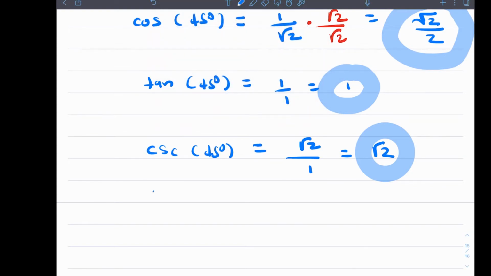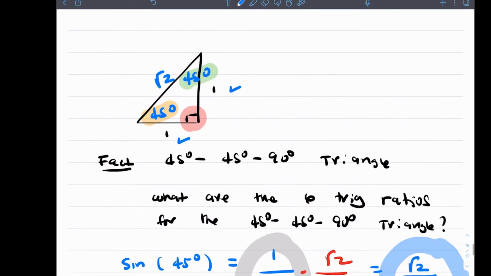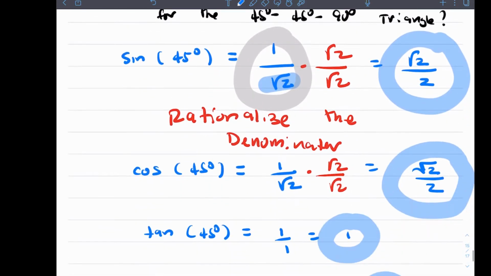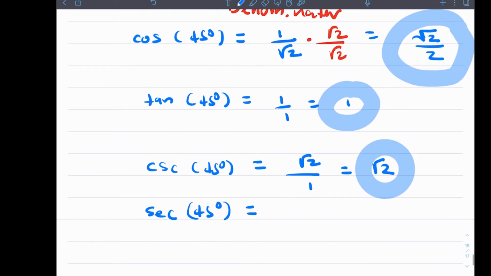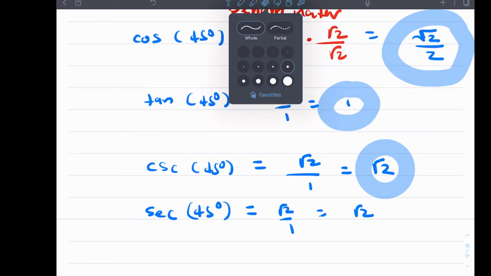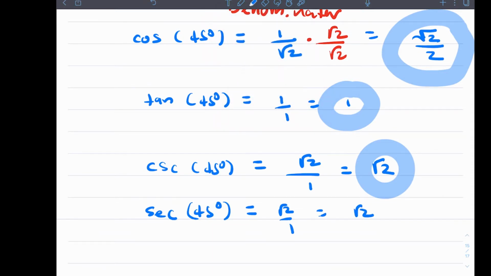And then what else? Secant 45. Which ratio do I flip over if it's secant? Is it cosecant? Cosine? Okay, so that's going to be the square root of 2 over 1 again, which is also what? The square root of 2. There it is.